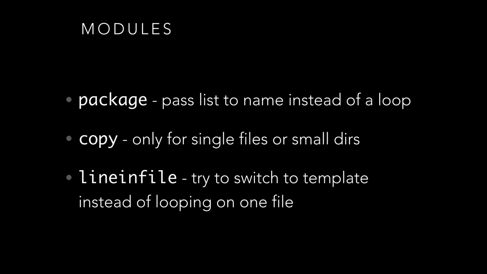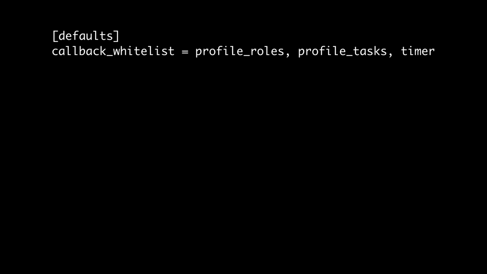So copy is great for single files or small directories, but if you want to speed things up and you have lots of files or large files, consider using the synchronize module or rsync or something else. Another one that I see a lot of times is lineinfile. It's great for making a couple changes to a file. But if you have 10 or 20 changes to make to a file, consider using a template and templating that file instead. Or using blockinfile if you have a block of changes to make. Both of those will make things a lot faster in your playbooks.